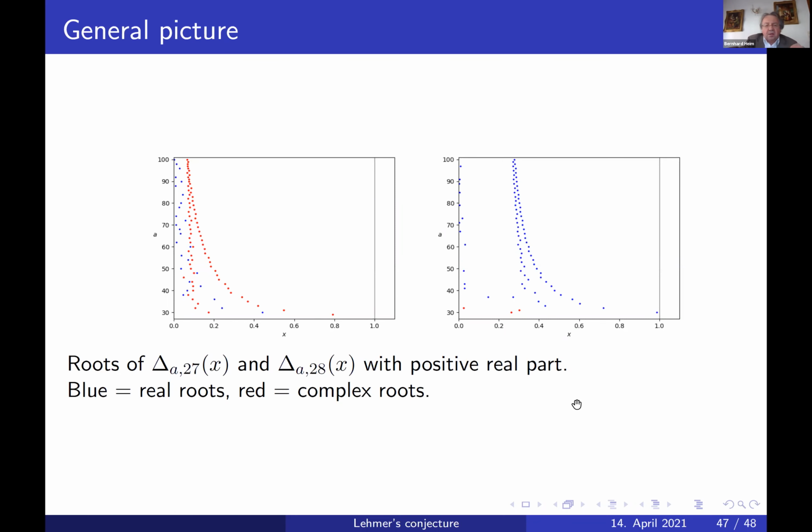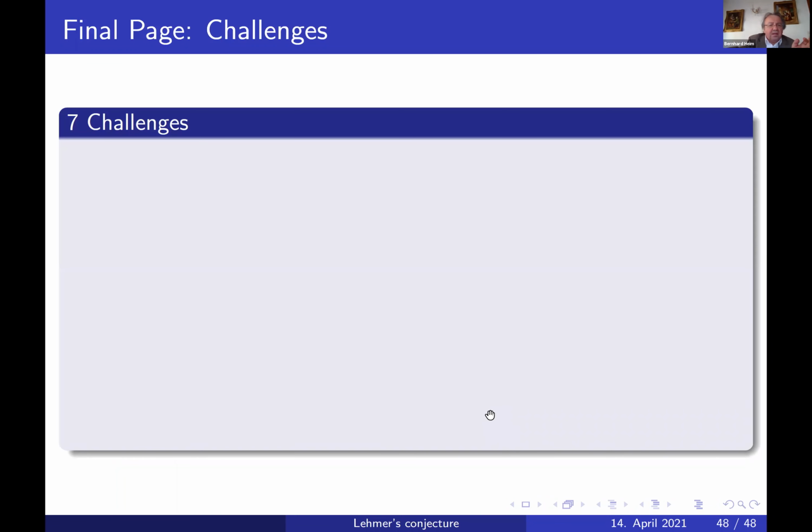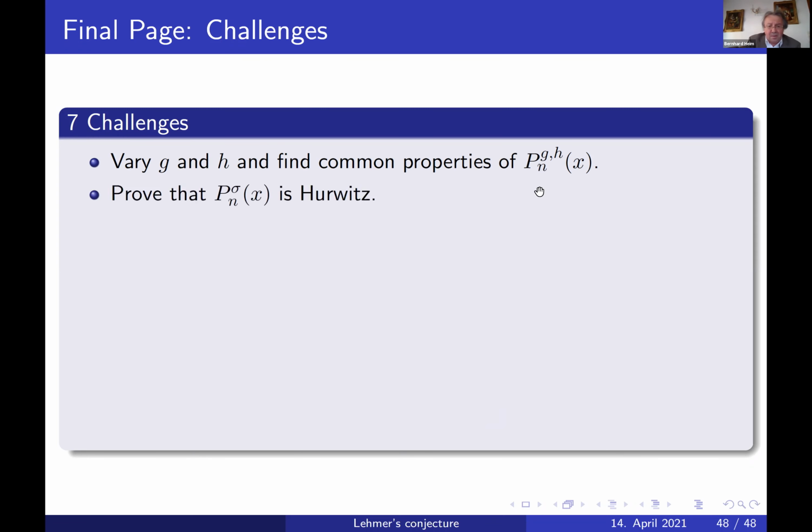So maybe one should look in this direction to prove it. And we outlined in our paper a way to prove it with certain steps. Okay, I end my talk with 7 challenges, which maybe in the future can be proved or looked at. As I said before, it's maybe worth to vary the g and the h to get properties of these polynomials, to prove the Hurwitz property, which will open up the possibility to look at these polynomials really as characteristic polynomials of dynamical systems. So we would have completely new techniques to study these polynomials.